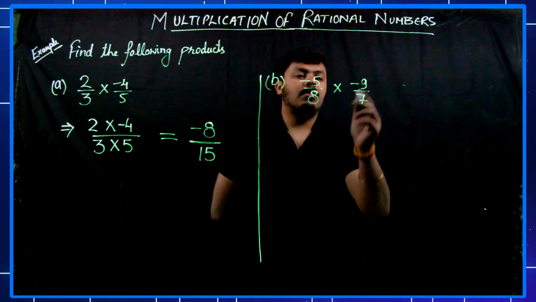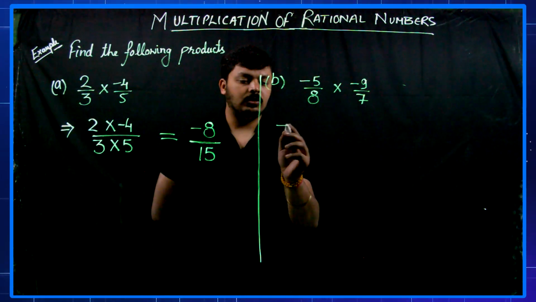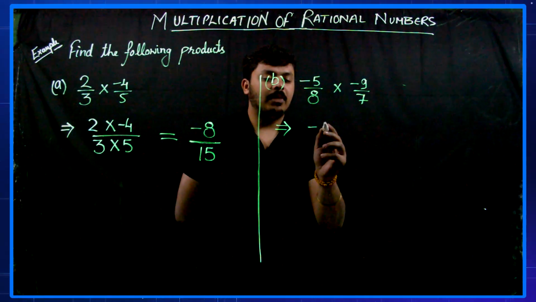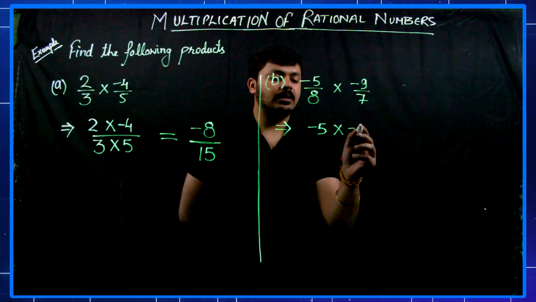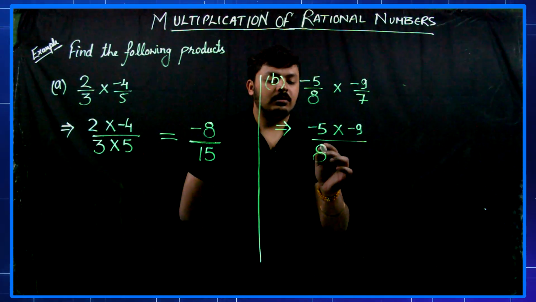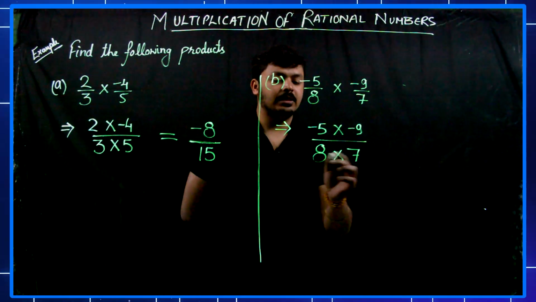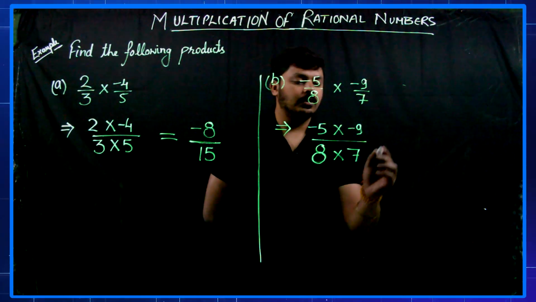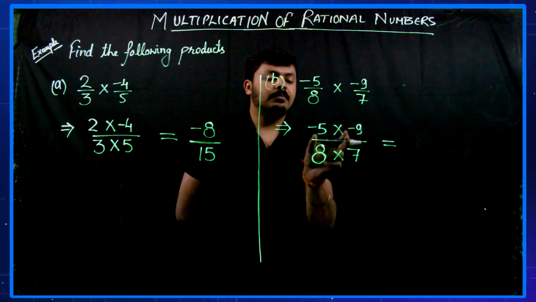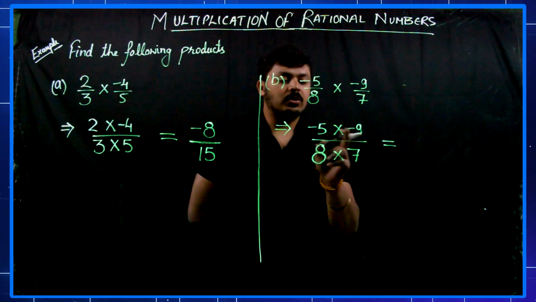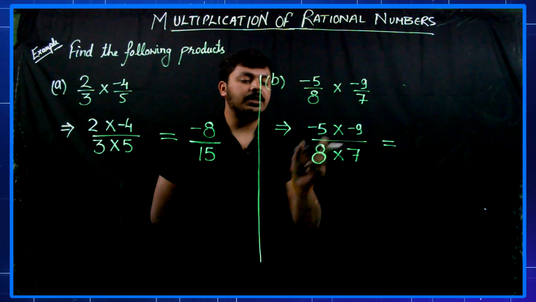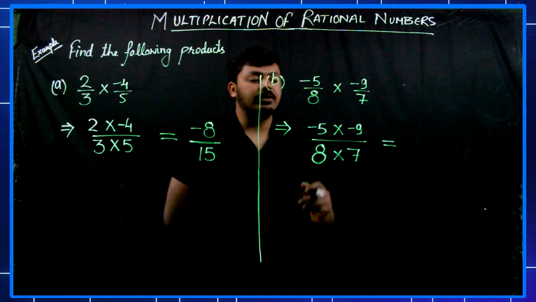Minus 5 by 8 into minus 9 by 7. So the product of the two rational numbers is multiplying the two numerators, minus 5 multiplied by minus 9, by 8 multiplied by 7. That is the product of the two denominators. When we multiply two numbers having the same sign, that is both are negative, then we get a positive integer. When we multiply two integers having the same sign, then we get a positive integer.